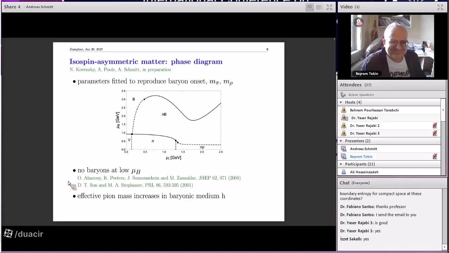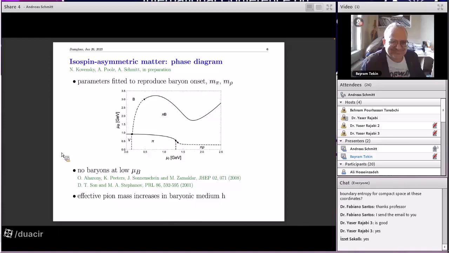So let me show you this phase diagram first before I get to the neutron stars. First of all, I should tell you how I fit the parameters. There are only 2, and we do so by reproducing properties of the isospin symmetric onset of baryons, and the pion mass. It turns out the rho meson mass in this fit also comes out very nicely, close to its physical value. And once we fitted these parameters, here's our prediction for the phase diagram in the mu_B, mu_I plane. So this is all calculation now, these lines.